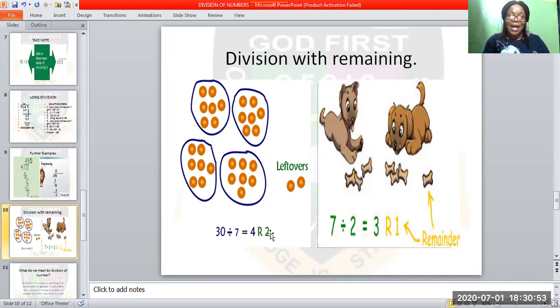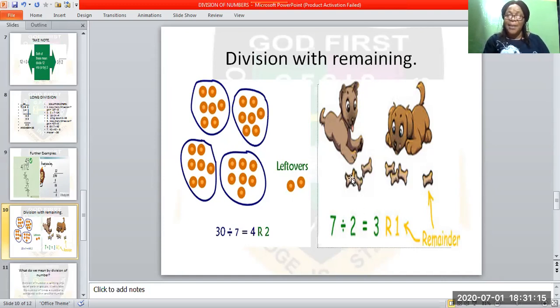And what do we have left over? We have 2 left over. Second example, the leftover, remember, is called remainder. 7 divided by 2 equals 3, remainder 1. 7 divided by 2 equals 3. How many is remaining? Only 1.